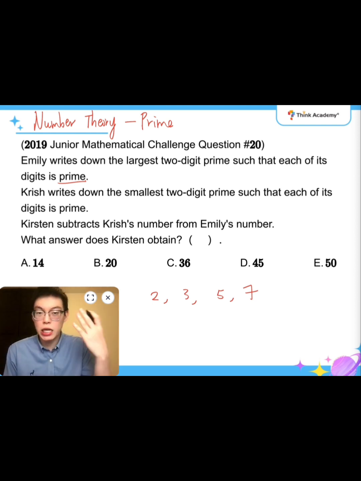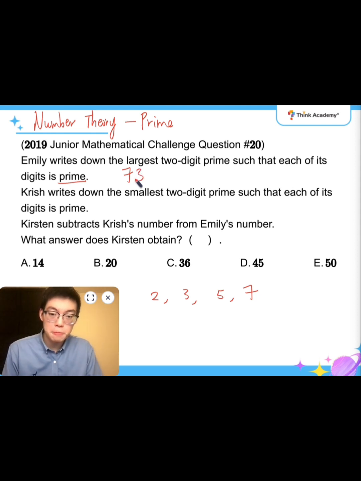If you want to make the largest one, of course, we want to start with a 7, right? And 75, 72, these are definitely composite numbers. So the only possibility is 73, which is a prime number. And if you want to write down the smallest 2-digit prime, of course, I want the tens place to be as small as possible. So let's say we're starting with a 2, and we can see 23 is going to be the smallest 2-digit prime.